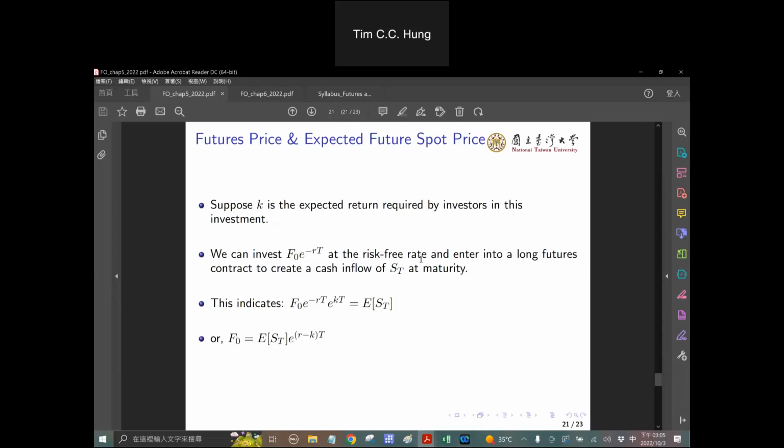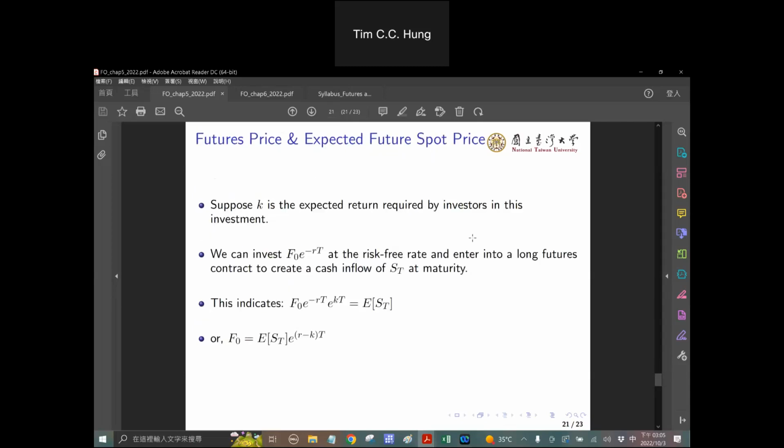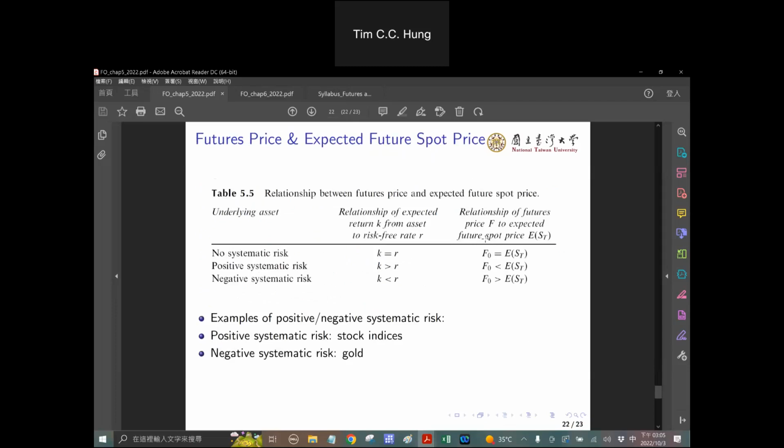So now the question is, which is larger, R or K? R is a discount rate used for all kinds of assets on the market. It's the risk-free rate people use. But K is an asset-specific parameter. We can have a K for all kinds of different assets. So what is the relationship between K and R? Like you just mentioned, if K happens to equal R, then our futures price will be exactly equal to the expectation of the future spot price.